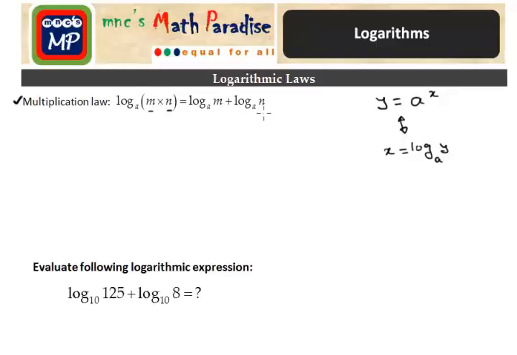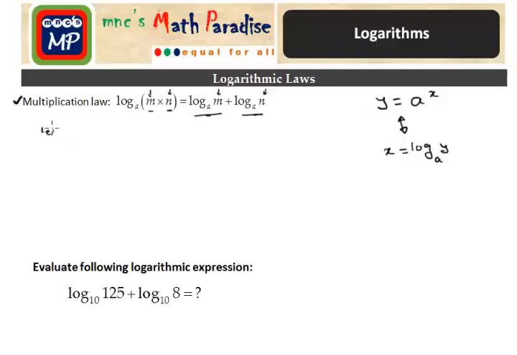The multiplication law says that log base a of m times n, that is, if two expressions are multiplied, will be equal to log base a, the base remains the same, and this multiplied expression can be separated and the individual logs of those expressions will be added. That is, log base a of m times n equals log base a of m plus log base a of n. Let us prove this formula.